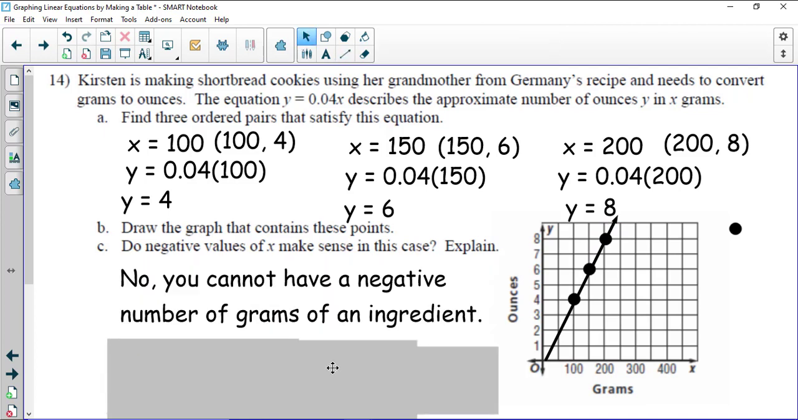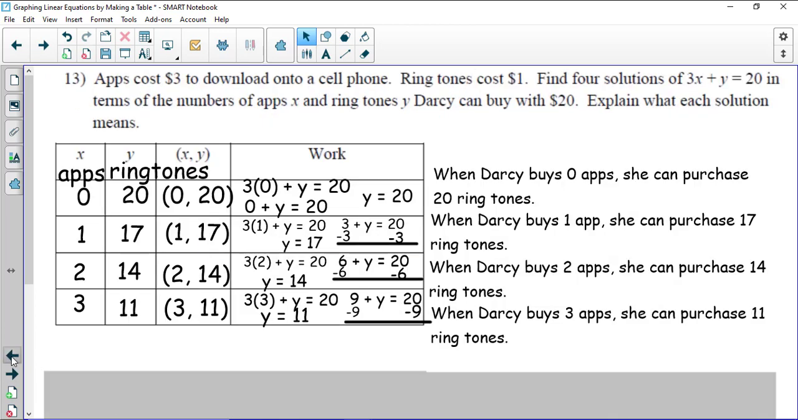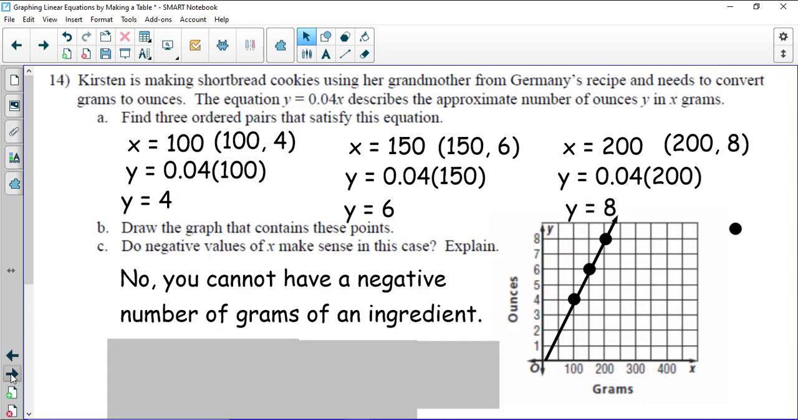So part C says, do negative values of x make sense in this case? Explain. No, you cannot have a negative number of grams of an ingredient. So if we're talking about measurements in this case, we can't have negative values. Kind of like on the apps and ringtones question before, we couldn't choose a negative number of apps. We also couldn't have a negative number of ringtones. So we have to be careful which values we choose there. That's always something for us to keep in mind when we're talking about a real life situation.